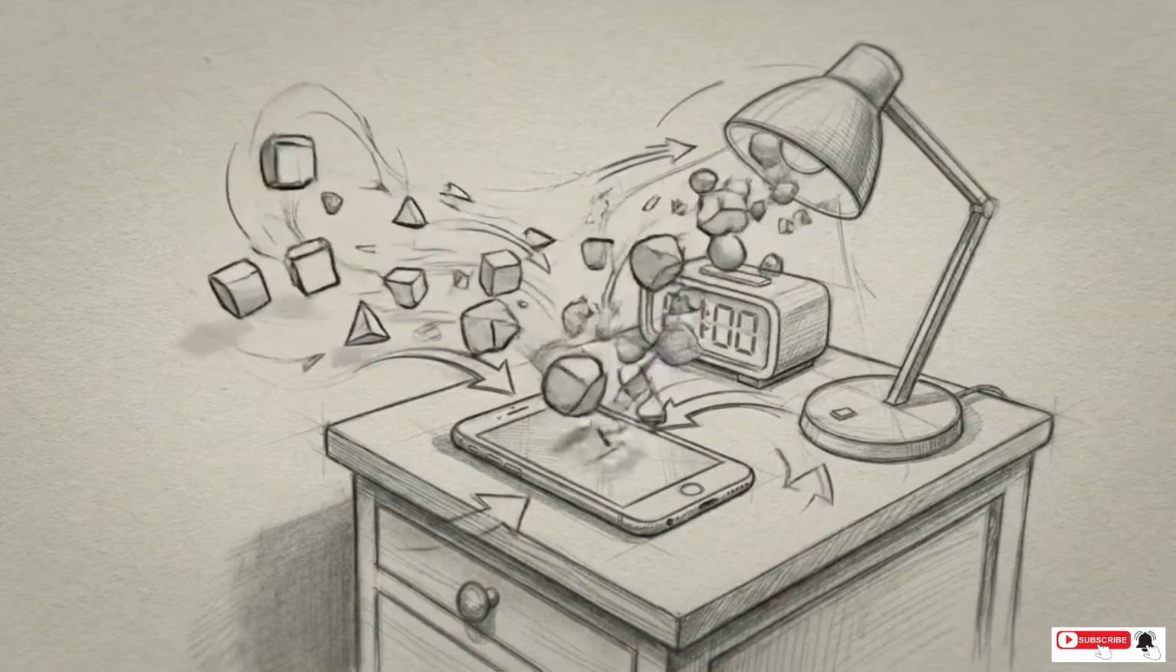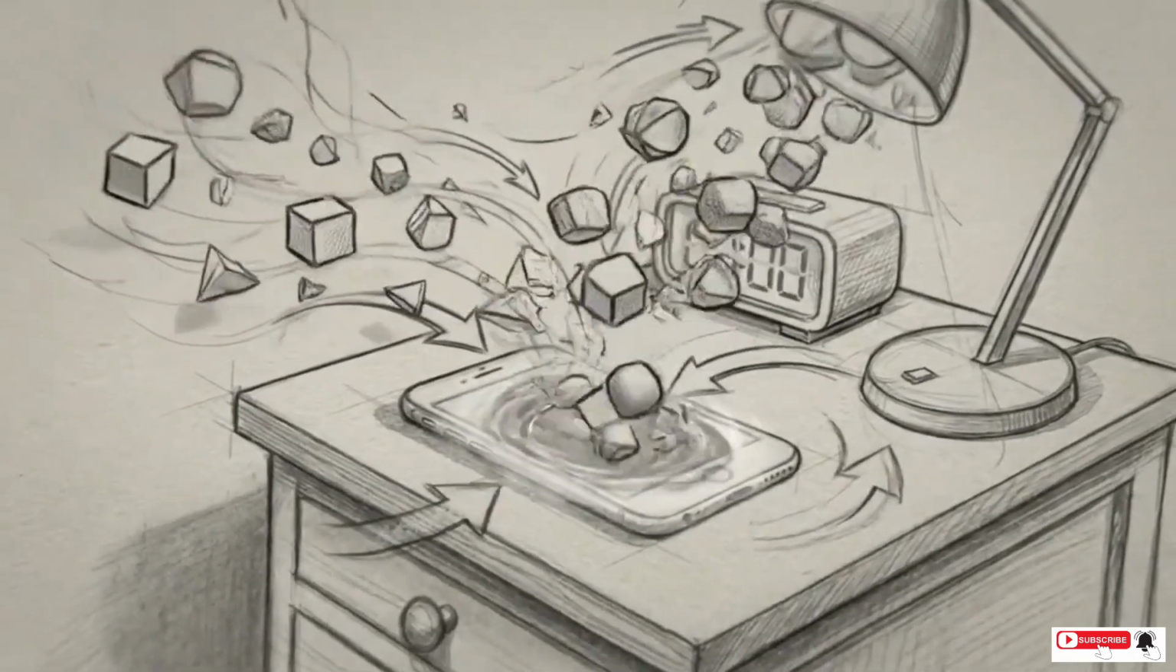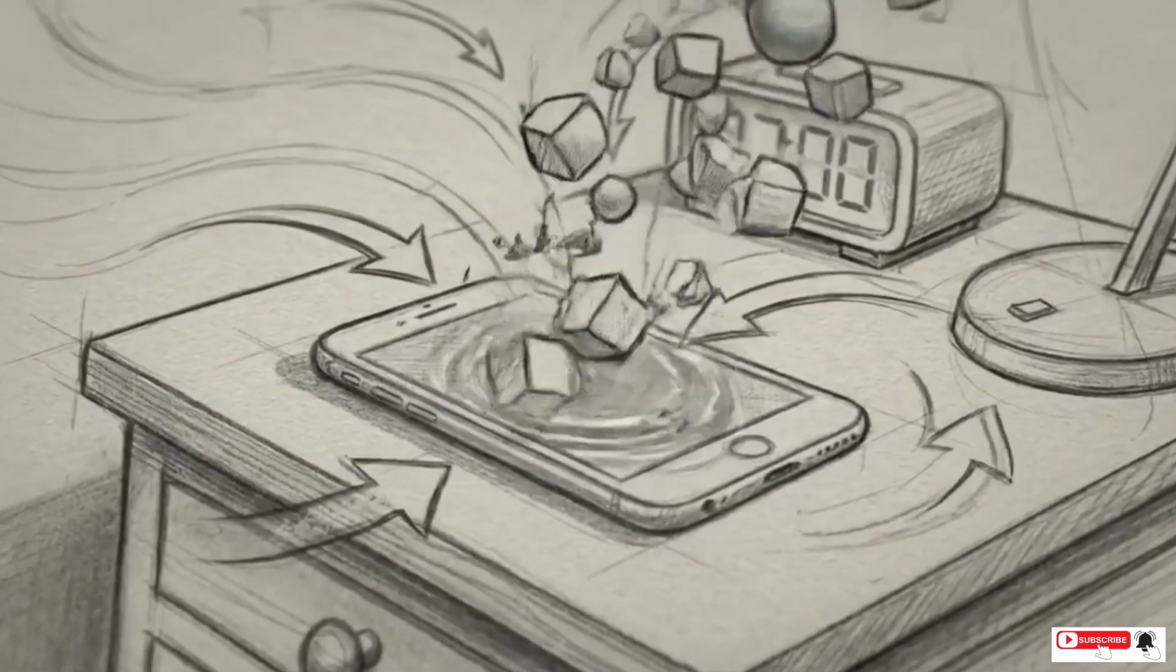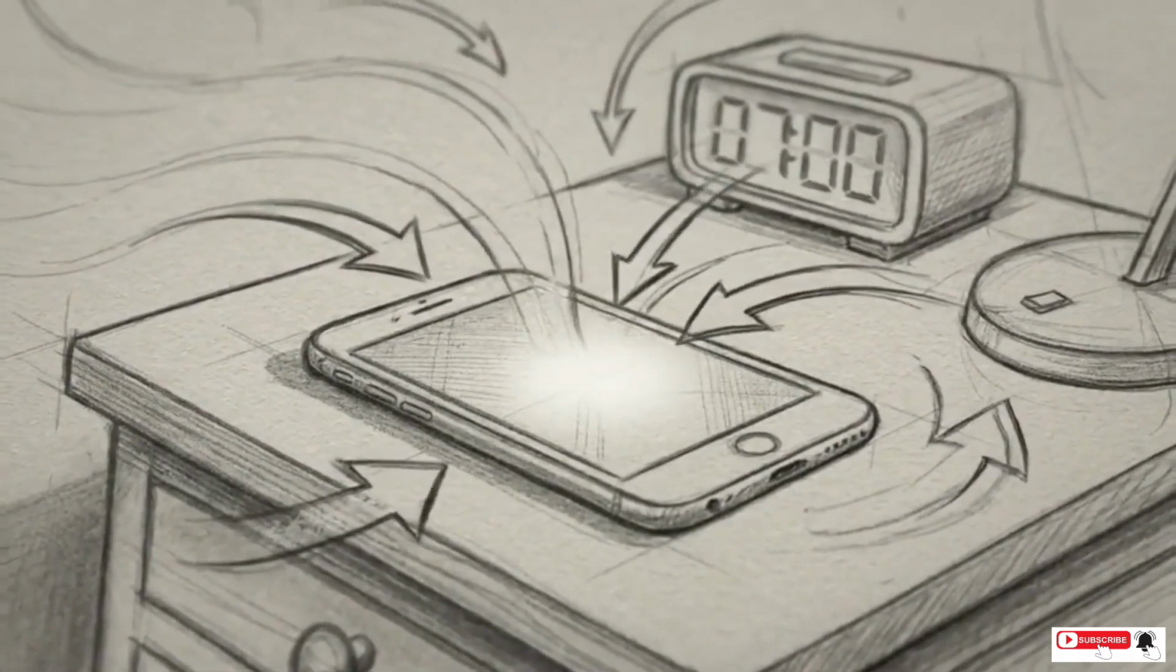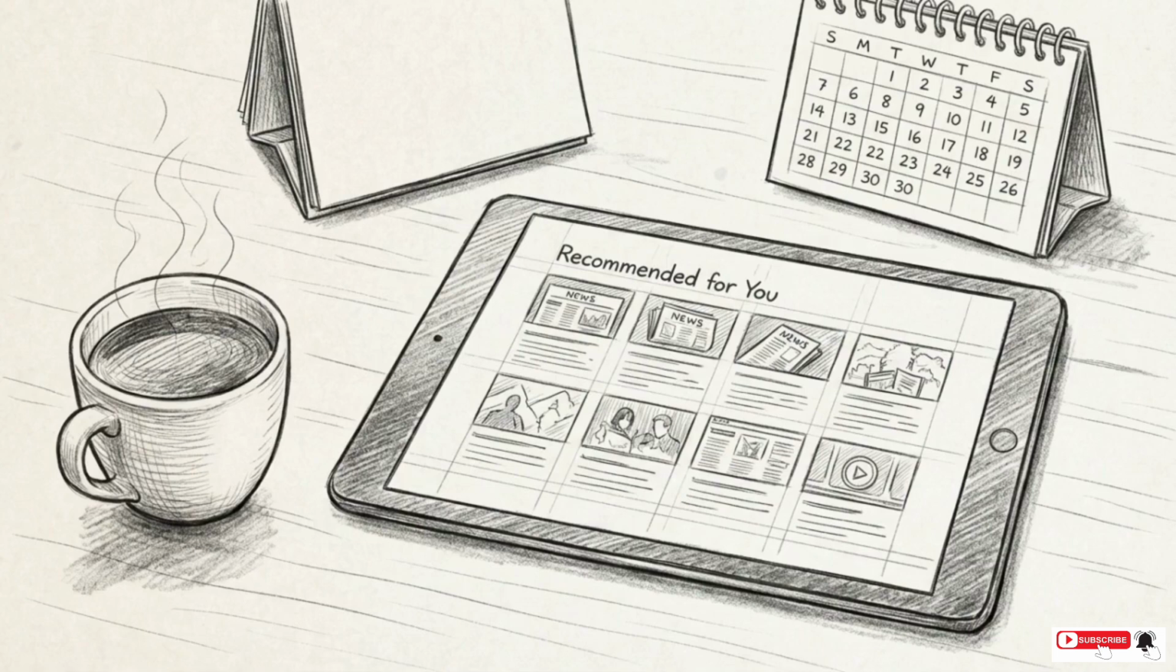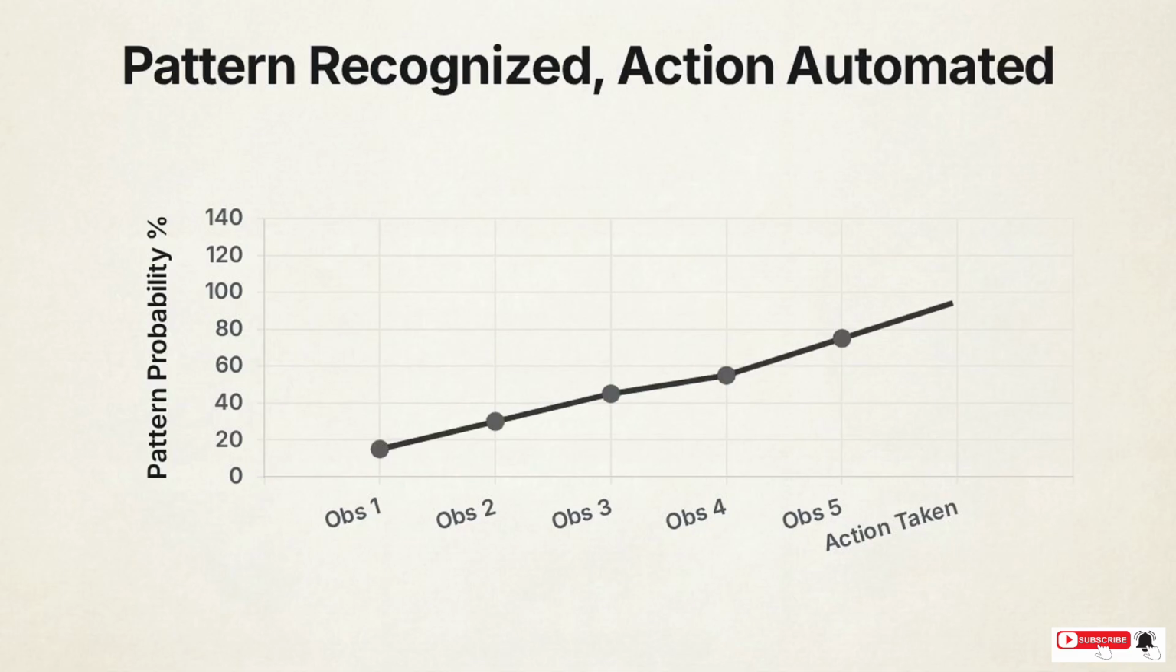Think of machine learning like a smart assistant that figures out your morning routine. Instead of programming exactly what time your alarm should go off and which news app to open, the computer observes your habits over time, spots the patterns, and starts doing it for you.